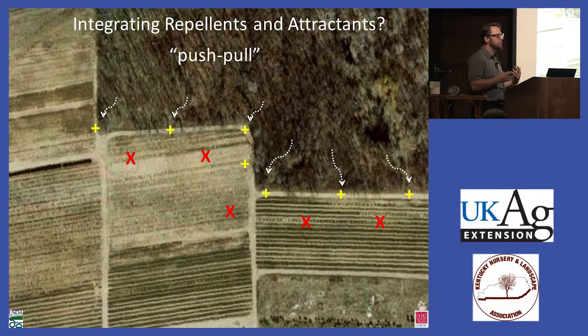One of the other concepts that comes up a lot is a push-pull scenario. Can we use repellents to push beetles away from vulnerable trees and then use attractants like ethanol baited traps to then intercept them? And so the idea, for instance, you could put your ethanol baited traps along the perimeter and try to intercept those beetles and then integrate repellents within the nursery.